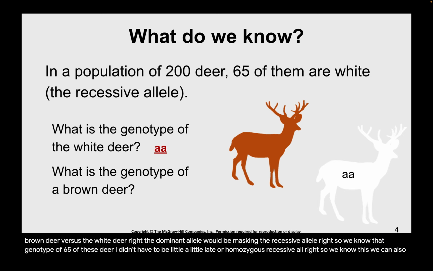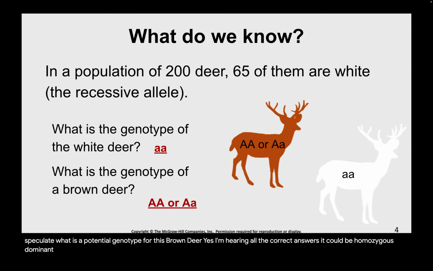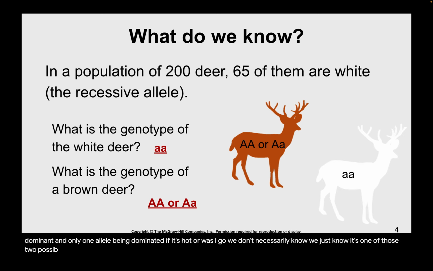We can also speculate what the genotype of the brown deer is. What is the potential genotype for this brown deer? Yes, I'm hearing all the correct answers. It could be homozygous dominant, or it could be heterozygous. Right? It just needs one of those dominant alleles. Now, it might have both alleles being dominant, and only one allele being dominant if it's heterozygote. We don't necessarily know. We just know it's one of those two possibilities.